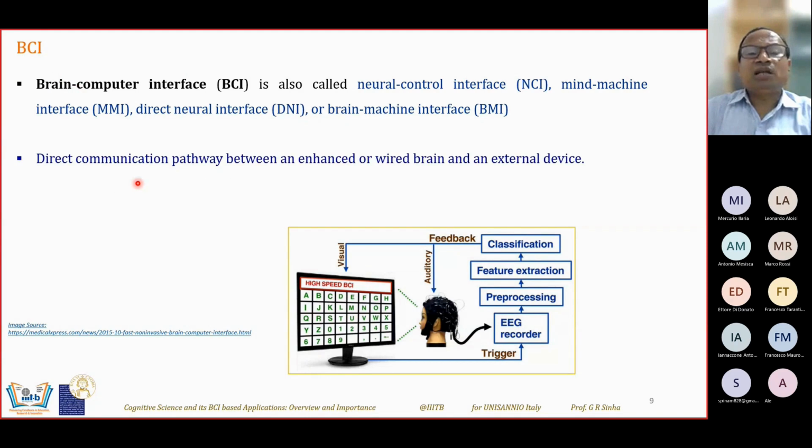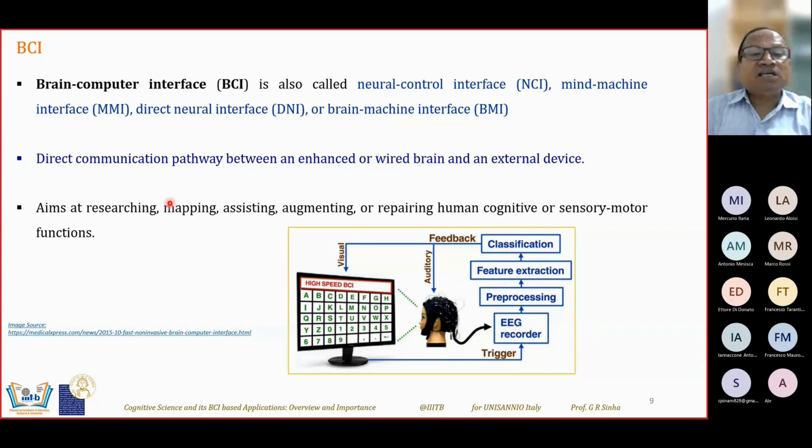It is the direct communication link between an enhanced or wired brain and an external device. Your external device may be a robotic arm, a wheelchair, or medical equipment for patient health care. And what is an enhanced and wired brain? The brain which is connected with electrodes and wired, or the brain which is enhanced. Enhanced means the ability of the brain is enhanced in order to perform the task. How this enhancement takes place is very difficult to explain at this point of time. We will understand it definitely in the coming lectures.